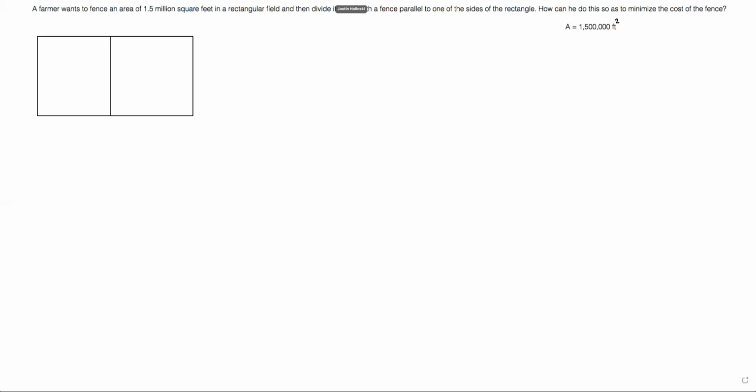So this problem says a farmer wants to fence an area of 1.5 million square feet in a rectangular field, and then divide it with a fence that's parallel to one of the sides of the rectangle. And we want to minimize the cost of the fence.